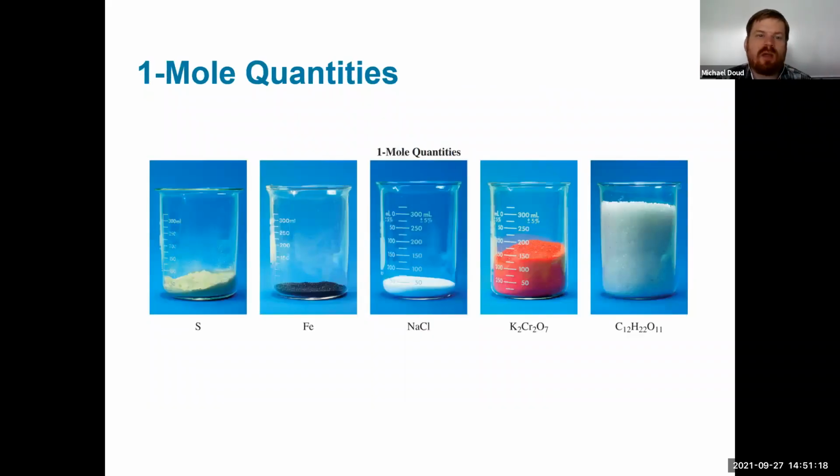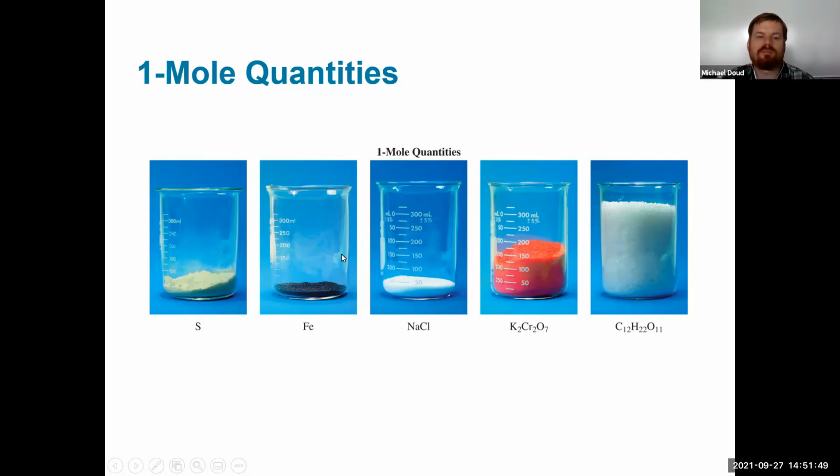Okay, now let's compare. So if we have 1 mole of sulfur, it takes up about this much space here. 1 mole of iron takes this much space. 1 mole of sodium chloride takes about this much space. 1 mole of potassium dichromate takes up this much space. And then finally, 1 mole of sugar takes up this much space. Now, there's a few interesting things here. You might ask yourself, why is sulfur taking up more space than iron for 1 mole? Well, there's a few things with that, right?